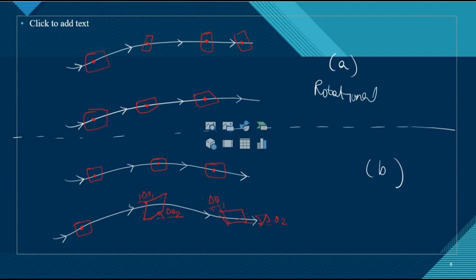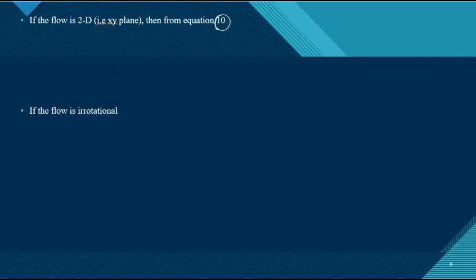So what happens? Their sum is equal to 0, because as you can see, the directions are equal and opposite. So what happens to their sum? It identically becomes 0, which means in both the cases, the angular velocity of the fluid element is 0. So when we say the angular velocity of the fluid element is 0, what happens? The flow is irrotational.